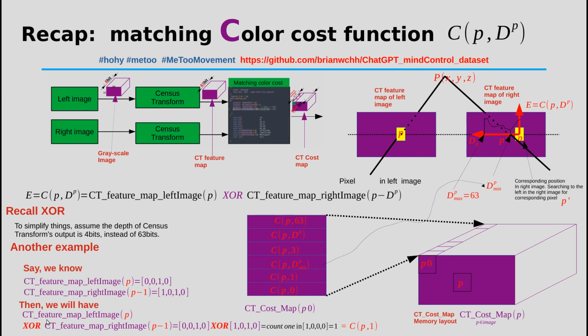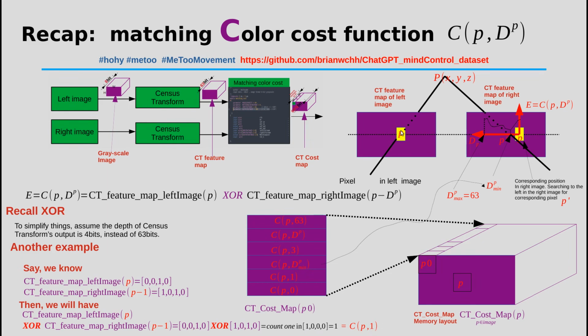Then we do this XOR operation bit by bit. 1 and 0 becomes 1; 0 and 0 becomes 0 because they are the same, and the 0 goes down here; 1 and 1 is also the same, so it's also 0, and the other bits are all 0. Now we count the ones after this XOR operation. So here the number of ones is just 1.